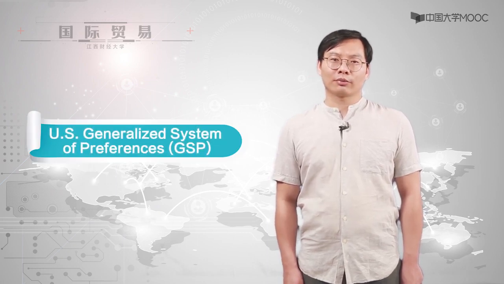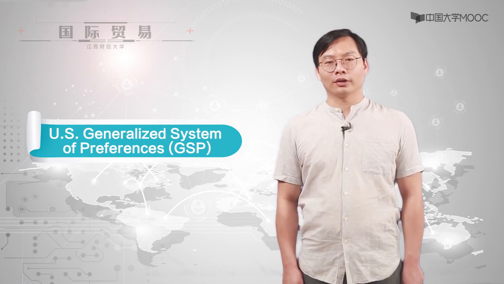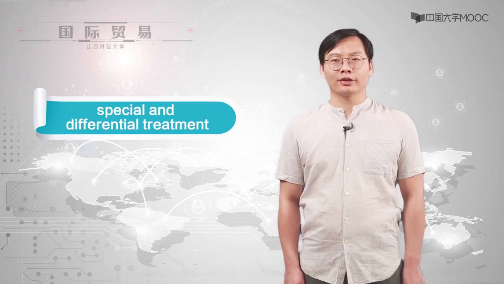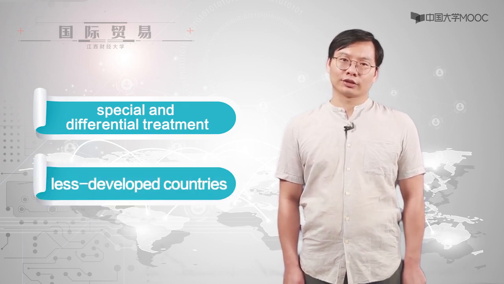Finally, we will discuss the U.S. Generalized System of Preferences, or so-called GSP. What is it? The Generalized System of Preferences is a result of the Tokyo Round in 1979. The GATT enabling clause formalized the idea of special and differential treatment for less developed countries. This GSP was the first preference program designed especially for developing countries. It permitted designated developing countries to export certain goods duty-free to the United States.